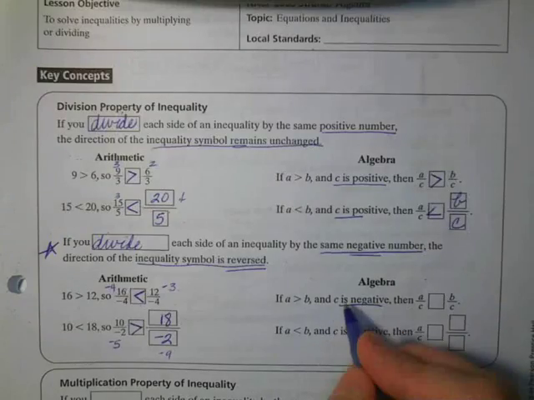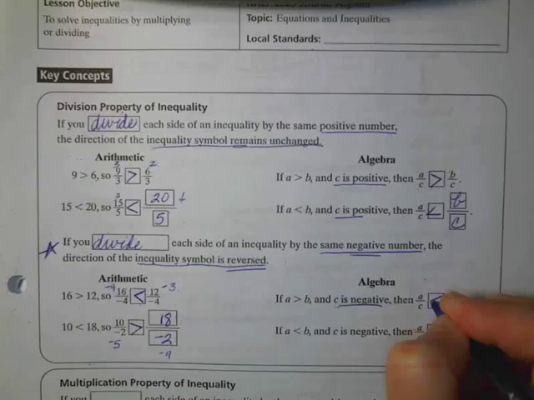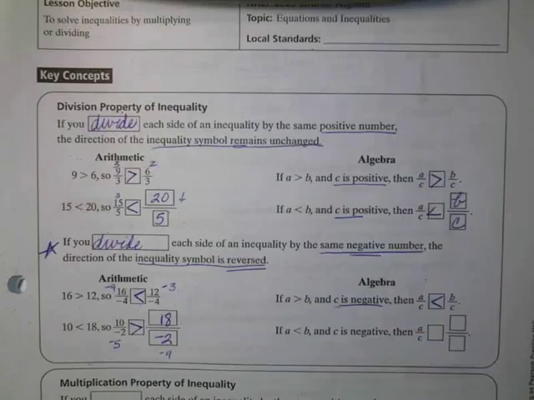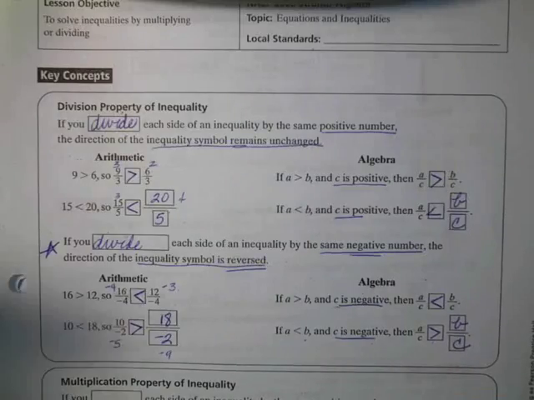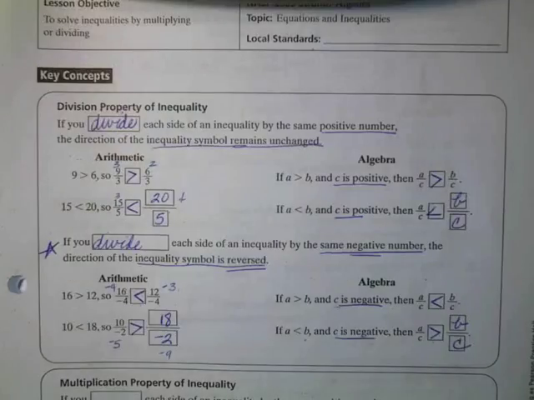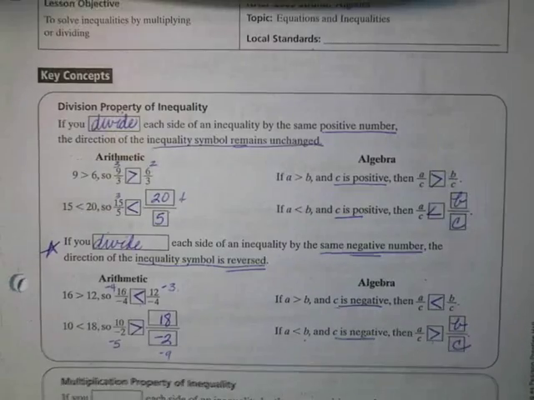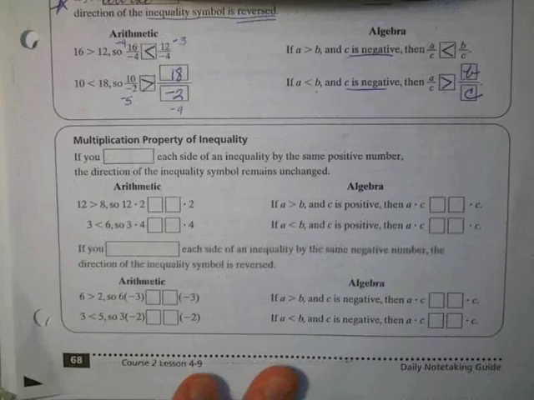Algebraically speaking, if A is greater than B and C is negative, then A divided by C is less than B divided by C. And if A is less than B and C is negative, then A divided by C is greater than B divided by C. So it reverses the inequality symbol so that my mathematical statement remains true, or the inequality remains true.